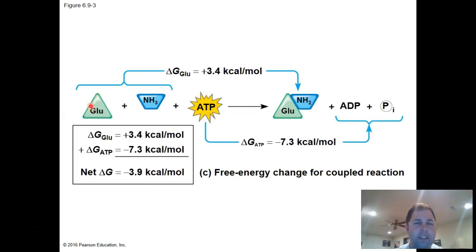So the delta G of the glutamic acid plus the NH3 to glutamine is a positive 3.4 kilocalories per mole. The delta G of ATP to ADP plus Pi is a negative 7.3 kilocalories per mole. We just add those together: 3.4 minus 7.3 gives us a net delta G of negative 3.9. This coupled reaction becomes spontaneous, and it's going to happen.